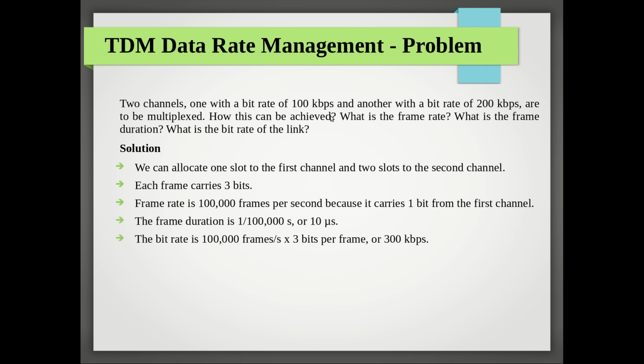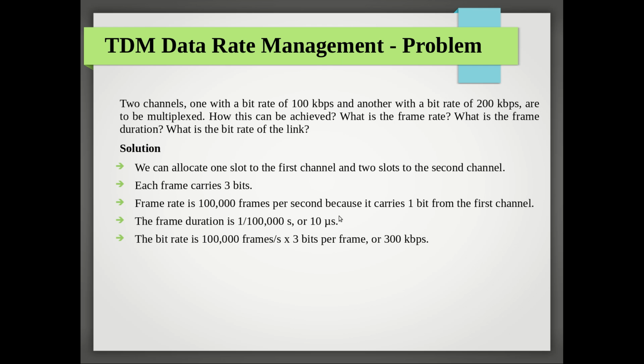So the inputs are getting ready at a rate of 100 kilobits per second, and you have to generate your frames in such a way that 100 kilo frames are generated per second, so that each frame contains 1 bit, and certainly this 100 kilobits per second is managed, and that continuous flow is maintained. Hope this is clear. Same concept I explained in the previous examples also. So the frame rate has to be 100 kilo frames per second, or 100 into 1000 frames per second. Okay, so 1 lakh frames per second, because it carries 1 bit from the first channel.